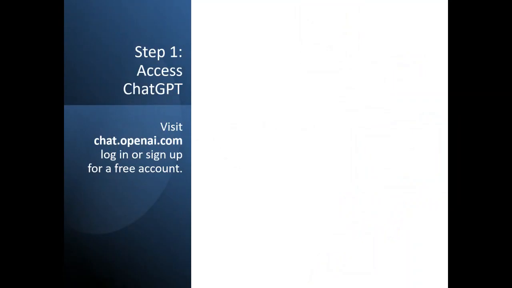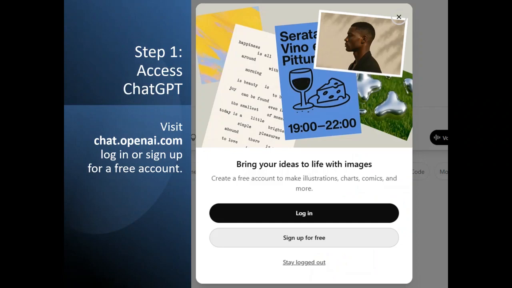Visit chat.openai.com and sign up for an account. To create your own custom chatbot using the ChatGPT builder, you'll need to upgrade to the paid GPT Plus plan to access those features for the next steps.